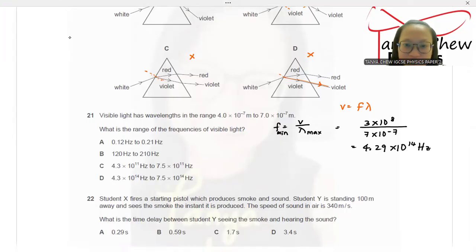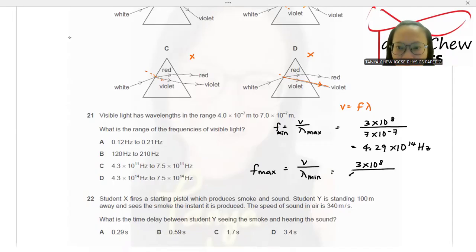This is minimum frequency. If you want maximum frequency, speed of light is the same, and the wavelength must be minimum. Because after all, when the speed of light is constant, frequency is inversely proportional to wavelength. In other words, when the frequency is the largest, wavelength is the shortest. Now, speed of light is the same, divided by minimum wavelength, 4 times 10 to the power negative 7, and you're supposed to get 7.5 times 10 to the power of 14 hertz. Now, the answer is definitely D.